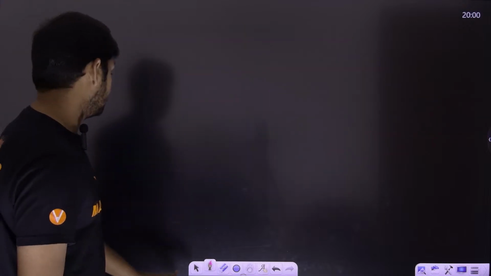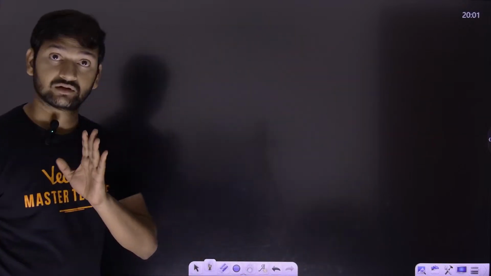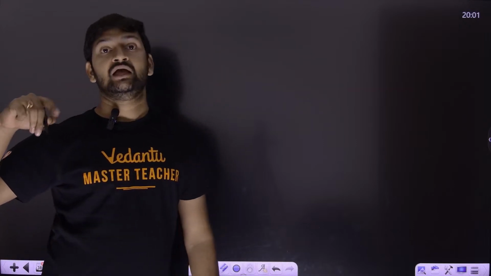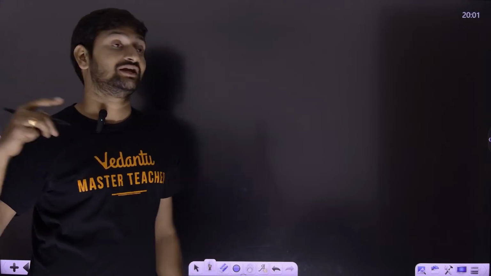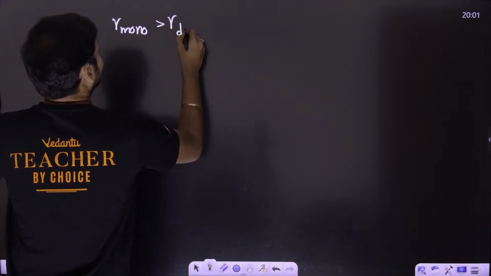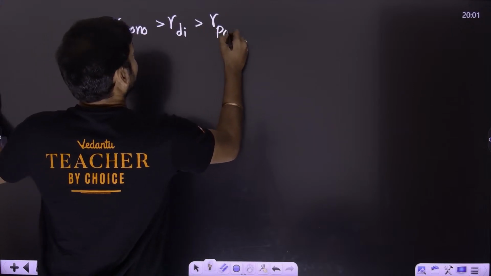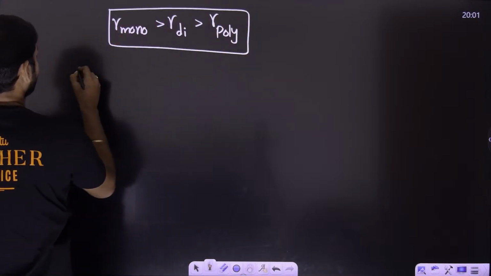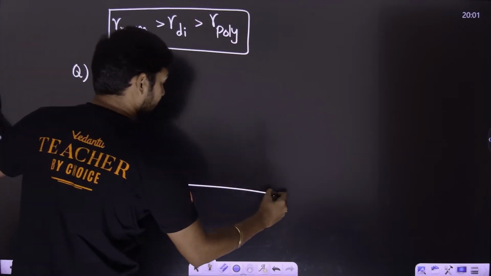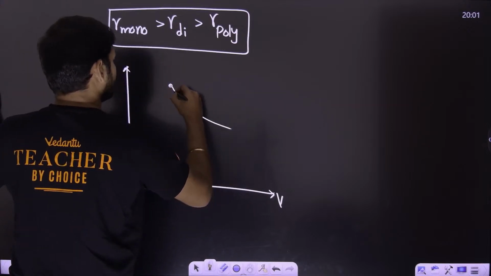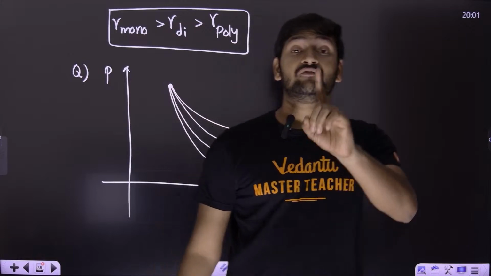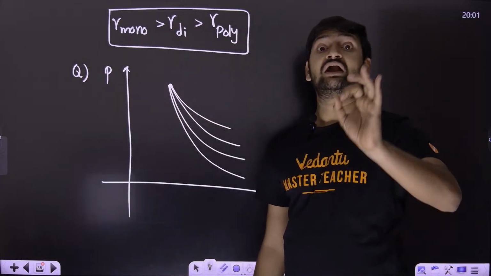Okay. Now, few more observations. Look, we know that gamma for monoatomic is 5 by 3, which is 1.66. Diatomic 1.4. Polyatomic 1.33. So we know that gamma for monoatomic is more than gamma for diatomic, which is more than gamma for polyatomic. We know this sequence. Now I would like to give you one question. Let us say we have P and V and we have 4 graphs. Out of the 4 graphs, 3 are adiabatic and 1 is isothermal.